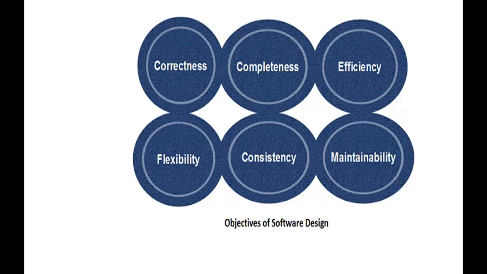Third is efficiency. Efficiency means resources should be used efficiently by the program. Fourth is flexibility. Your software should be able to be modified on changing needs. Fifth is consistency. Consistency means there should not be any inconsistency at the time of design of any software. And the last, sixth, is maintainability. The design should be so simple that it can be easily maintained by other designers. So these are the six objectives which are important while designing any software.